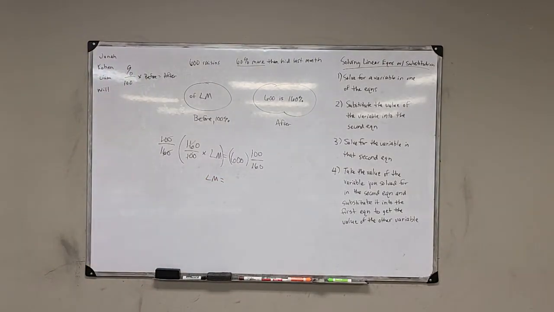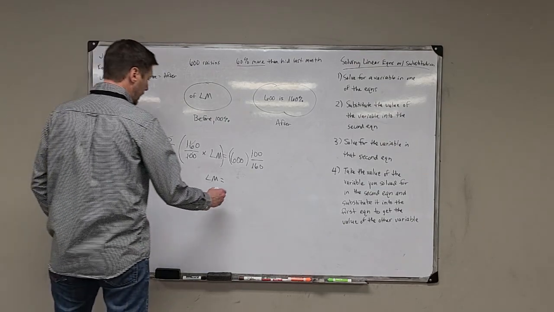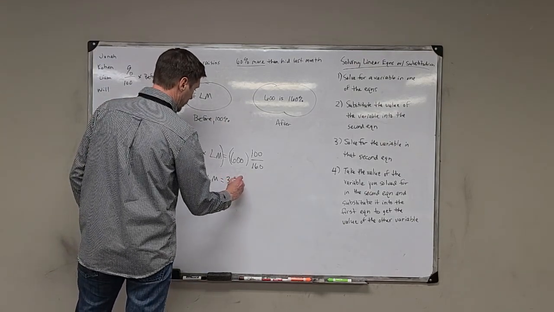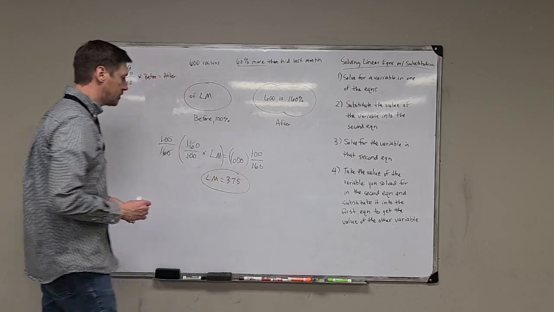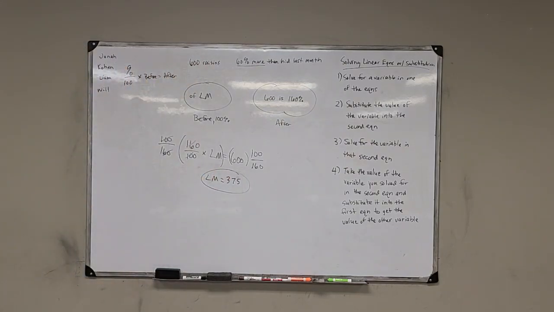And when we do the math for that, I'm just going to have to look at the book and figure out what that was. The final number is 375. We'll punch that in our calculator. So 375 are the raisins that they hid last time.